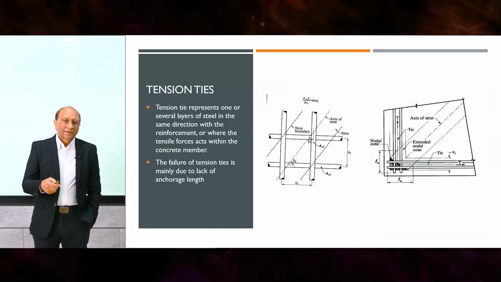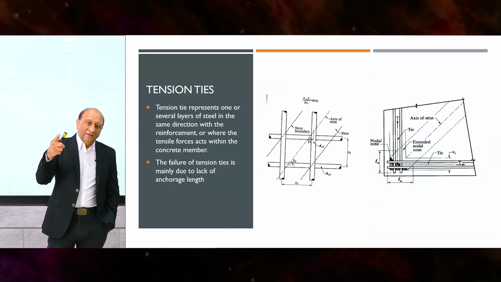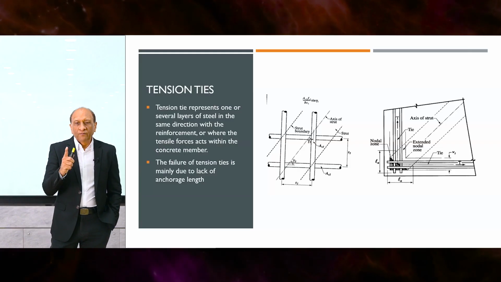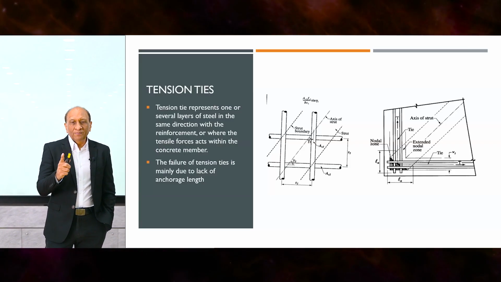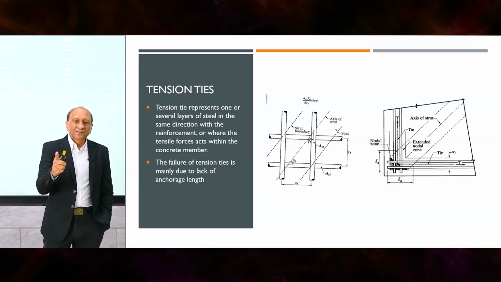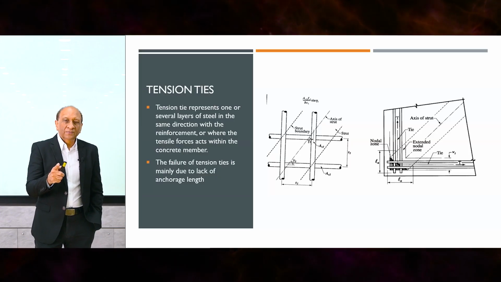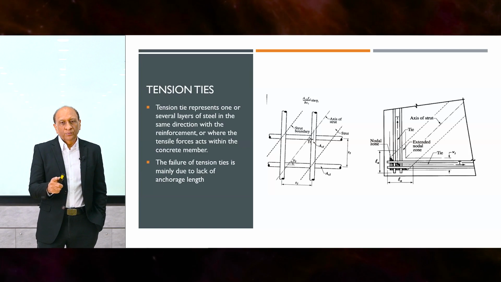Tension ties: the main problem with the tension ties is the anchorage, because in this case, you can see here that the development length available for the ties is very small. Unless we take special care, this small length within the joint must develop within the size of the joint, which depends on the size of the support.